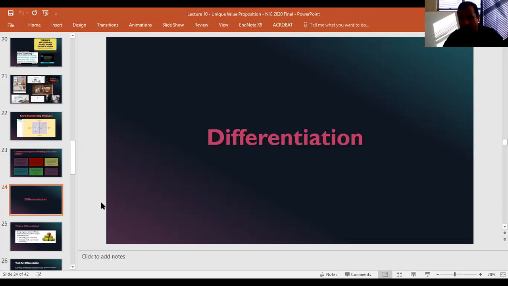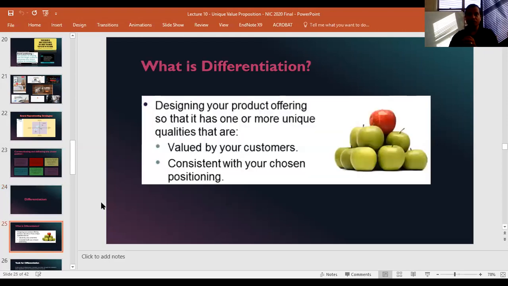So let's try to understand now differentiation. Positioning, differentiation, value proposition, and then unique value proposition. We are trying to understand all these concepts one by one. So what is differentiation then? You understood the positioning in the mind of the customer. Then what is differentiation? Designing your product offering so that it has one or more unique qualities that are valued by your customer, and it has to be consistent with your chosen positioning.